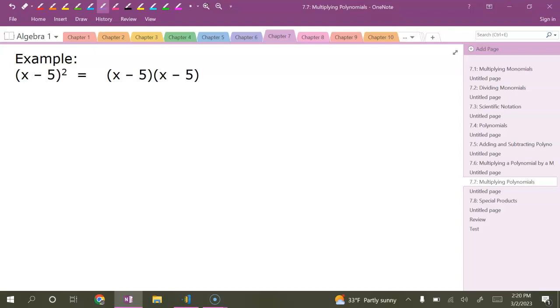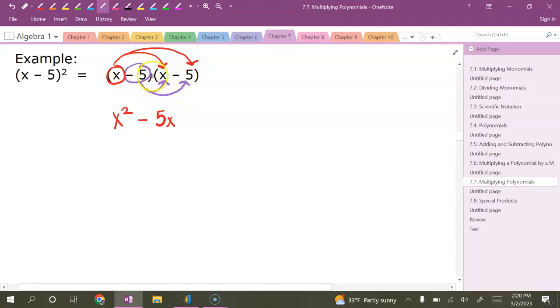If I'm doing that, distributive property, what I'm going to do is take this first x and multiply that into the second quantity. So x times x would give me x squared. X times negative 5 would be negative 5x. Then, for the second quantity, we're going to take negative 5, and we're going to distribute that in. So negative 5 times x would be negative 5x, and negative 5 times negative 5 would be 25.